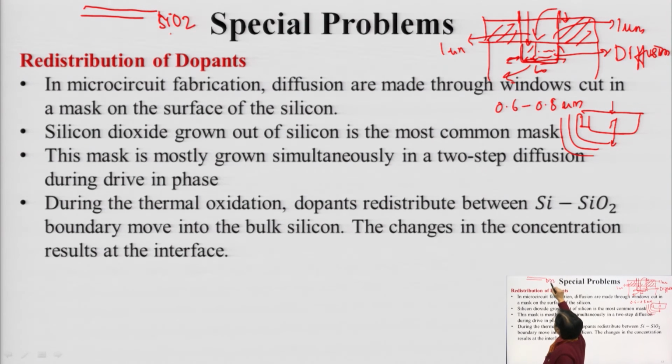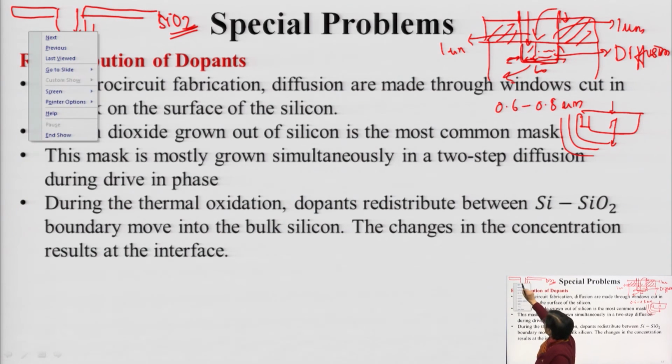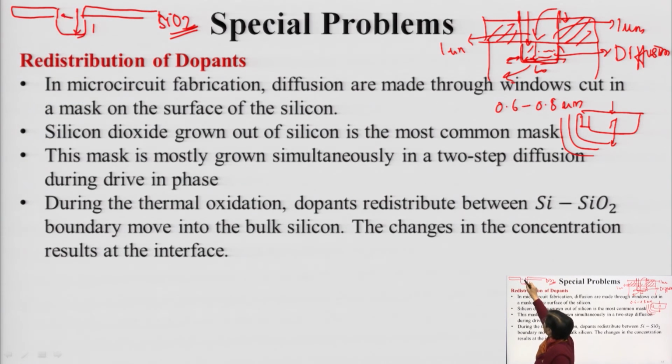Now, when you are using an SiO2 mask, you are creating an opening within the mask and introducing dopant through it. When you introduce the dopant, if the penetration depth is 1 micrometer and the gap is also 1 micrometer, there is every tendency that the diffusion happens laterally, vertically as well as horizontally.